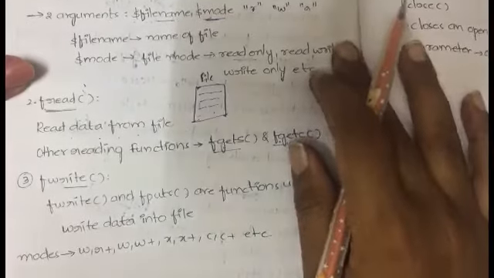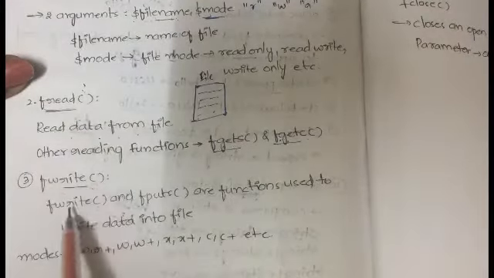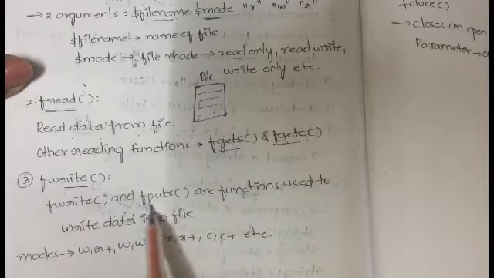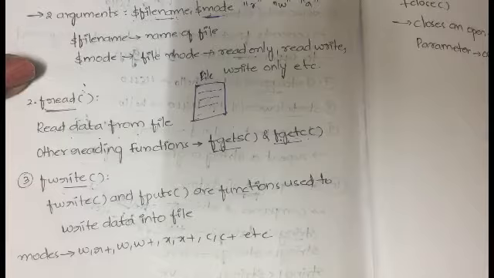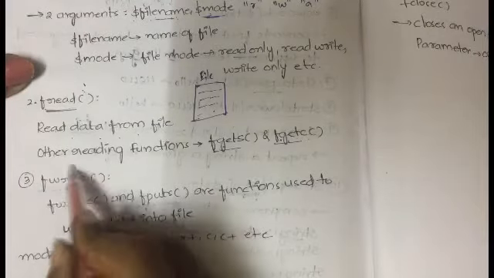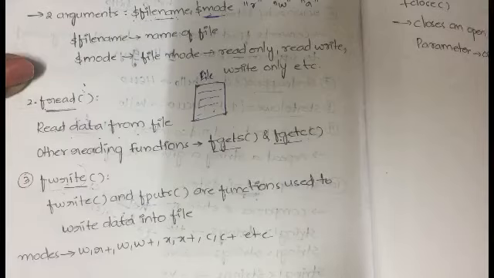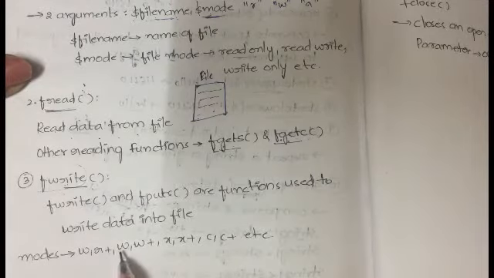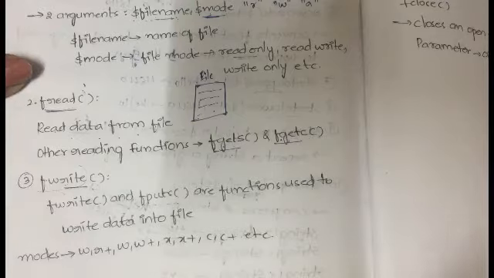And next we have fwrite. Apart from fwrite, we have fputs also, in order to write data into a file. When you use the function fwrite, whatever previous data is present in the file will be erased, and the new data which you are going to write will go into the file. And fwrite can be done in different modes: w, r+, w+, x, x+, c, c+, a. So many modes you have to write the data also.